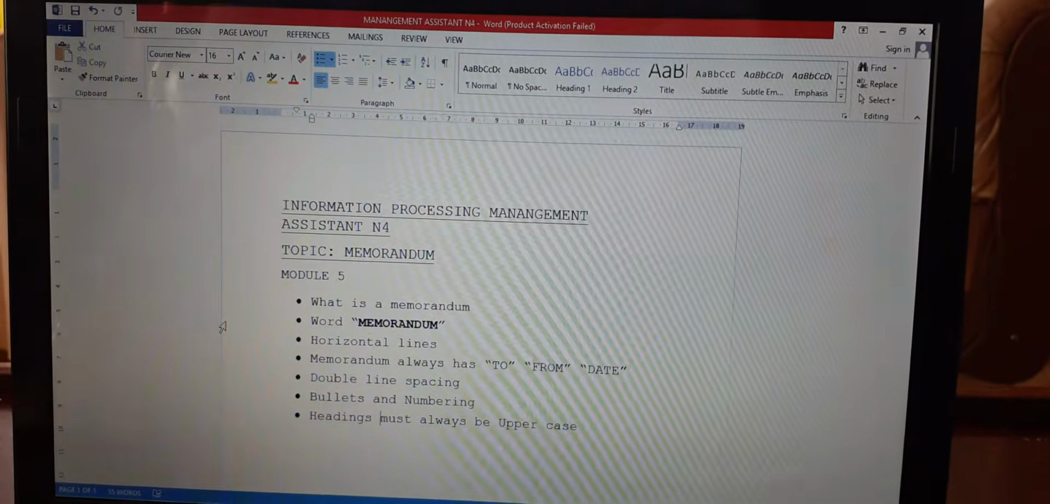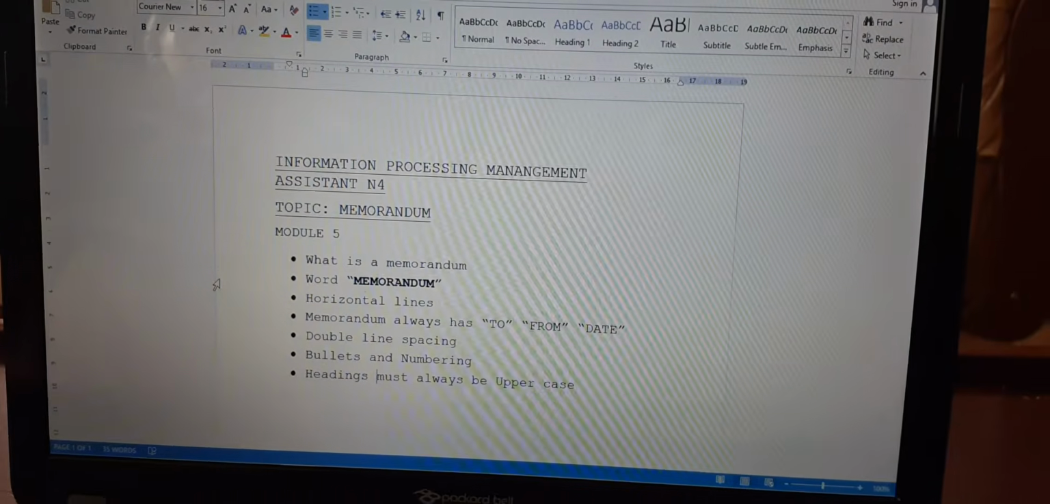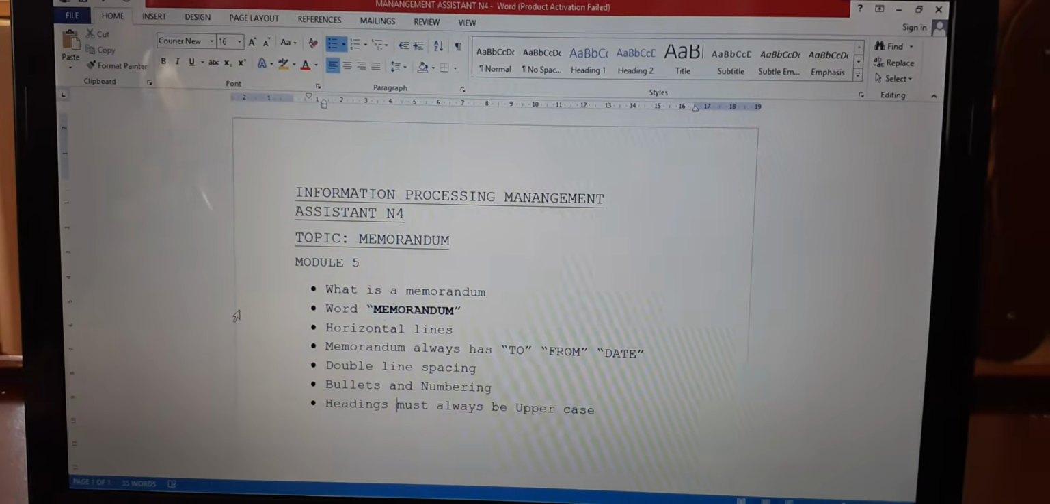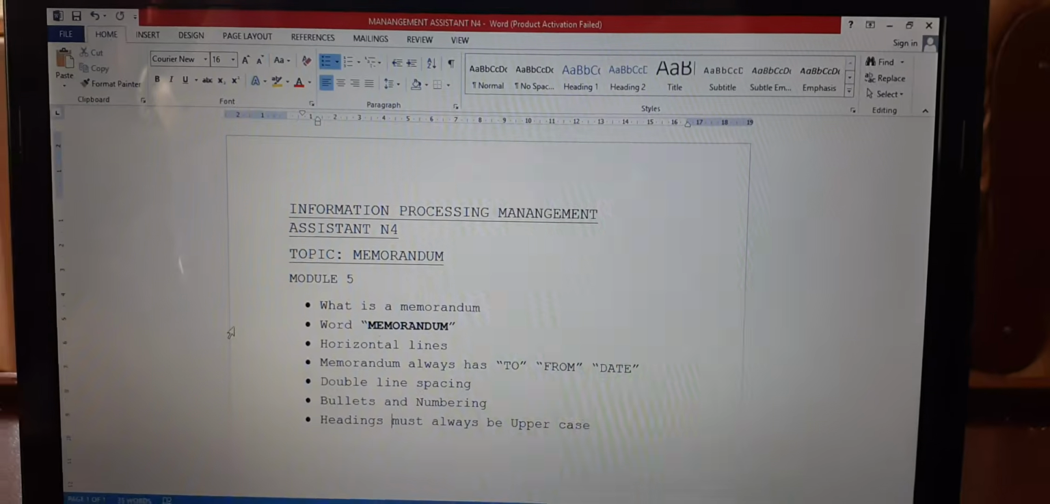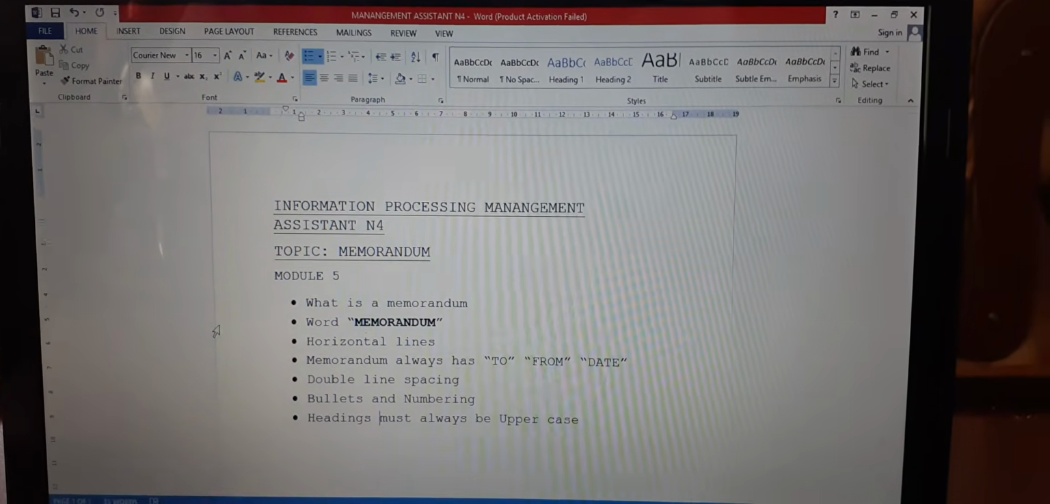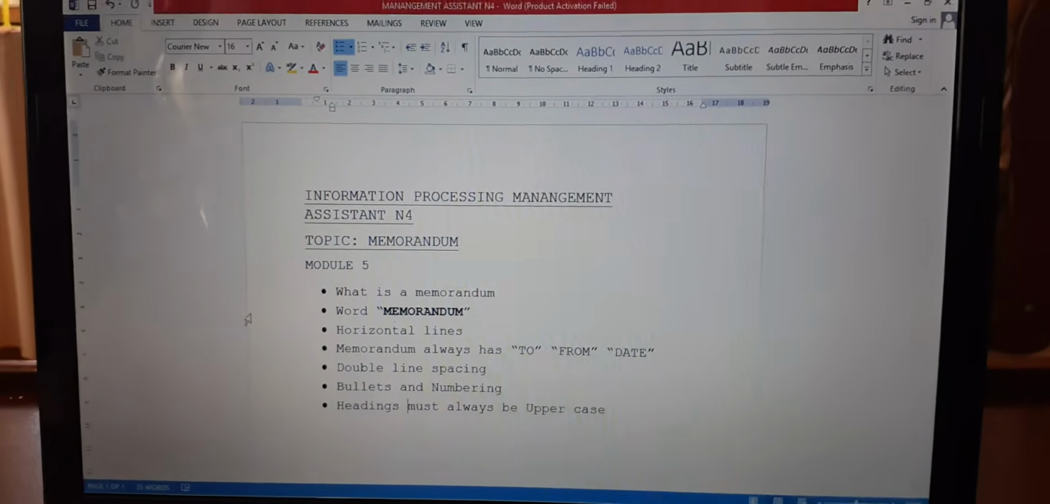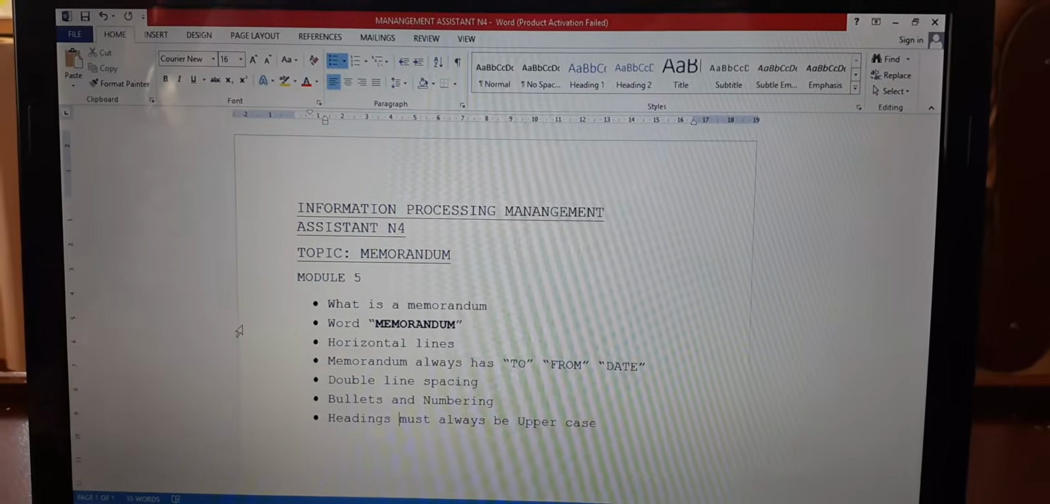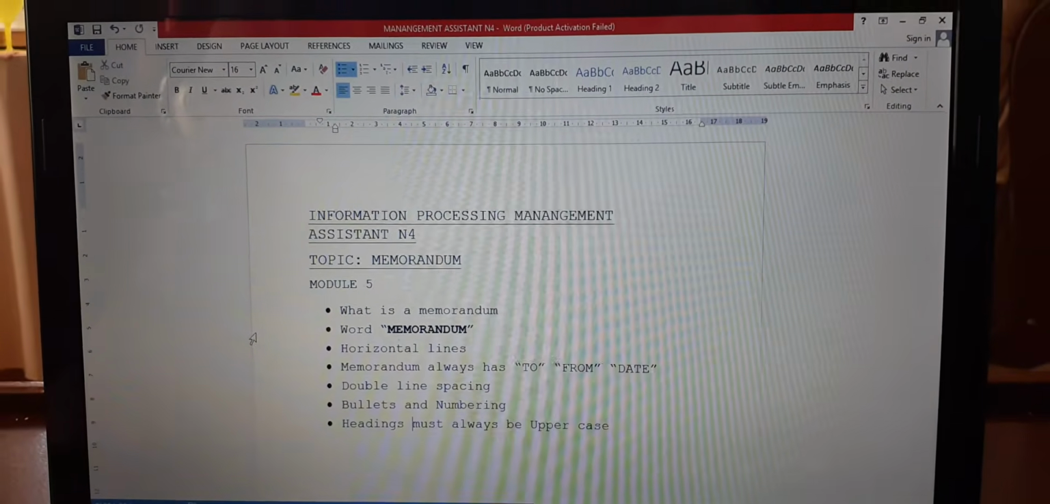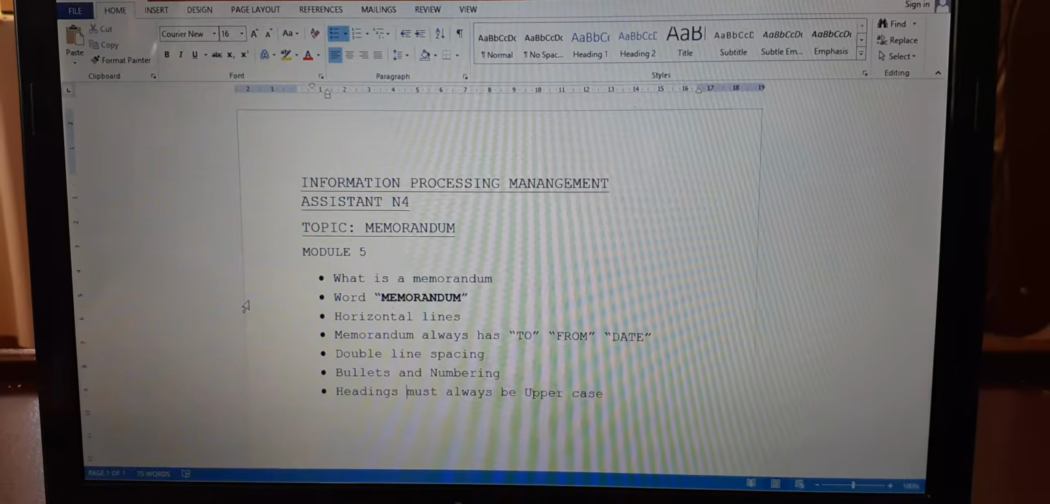The topic today is memorandum. We are going to talk about memorandums. If you check in your textbook, the memorandums are in module 5. Then you will see the examples there. If you have it with you, then you will go through it with me.